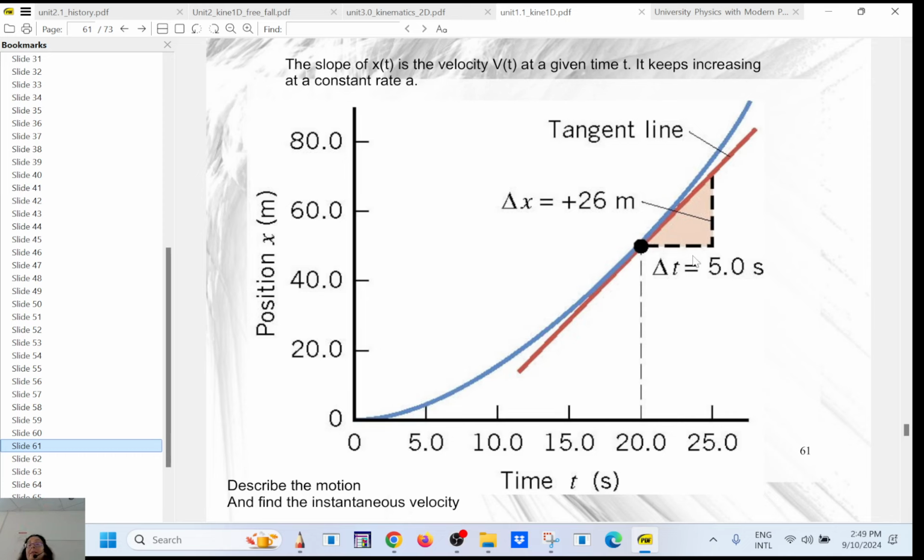So the slope increases. The slope at the given time, this is what we call the instantaneous velocity, the velocity at a given time. So at t equals 20 seconds, what's going to be the slope? How do we find the slope? Rise over run, so it's going to be about 26 divided by 5, that's going to be 5.2. So at that point here, that's going to be your velocity. Okay?